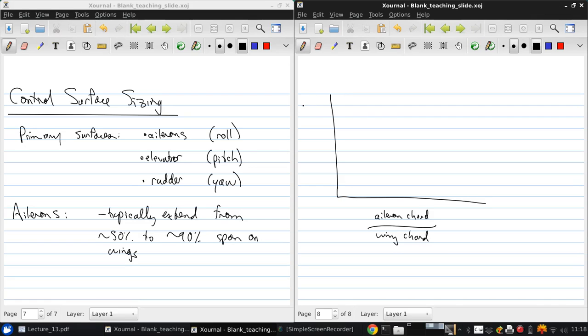And this is total aileron span over the wingspan. And this is 1, this is 0.1, this is 0.35. And you get a slightly fuzzy curve, but that more or less looks like this.